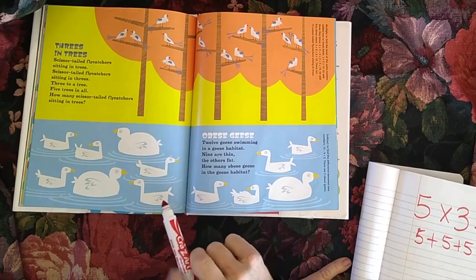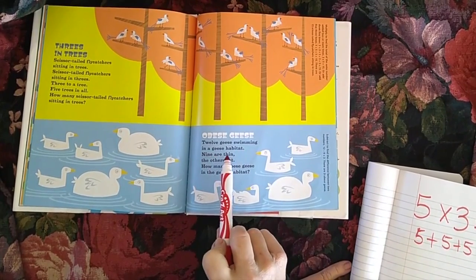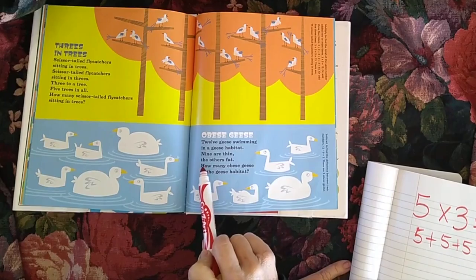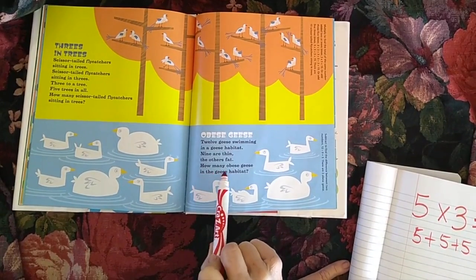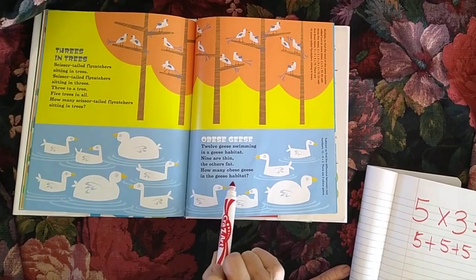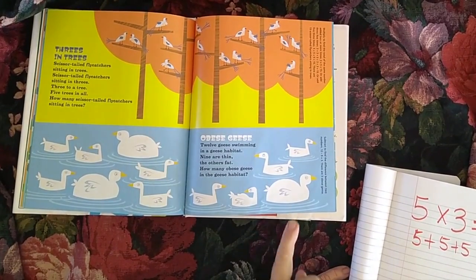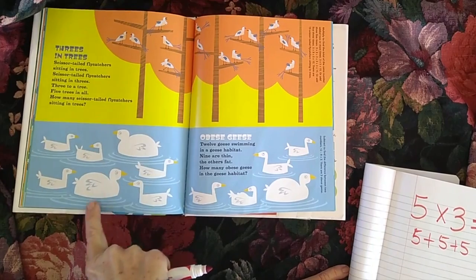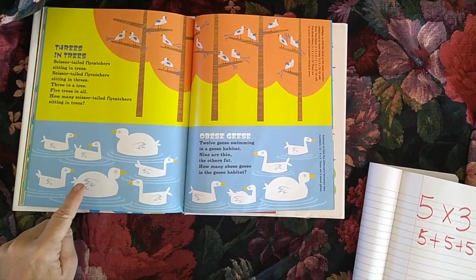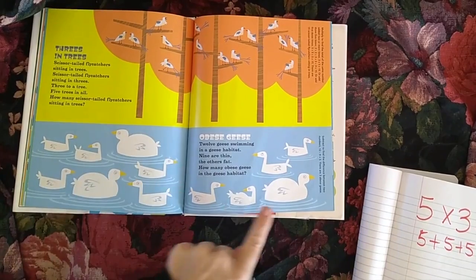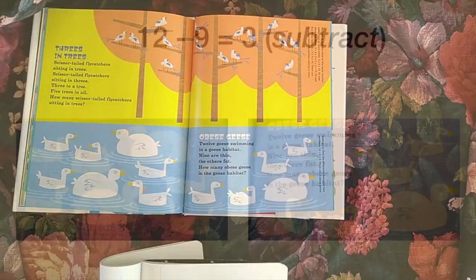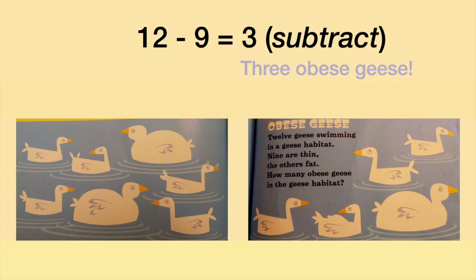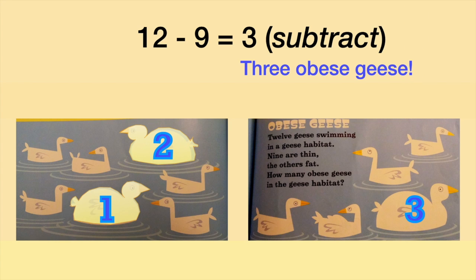Obese geese. 12 geese swimming in a geese habitat. 9 are thin, the others fat. How many obese geese in the geese habitat? There's a big fat. We can just count them, can't we? 1, 2, 3. But if we were going to write it out, we would say we start with 12. We want to subtract 9 thin ones, and that leaves us with 1, 2, 3 obese geese.